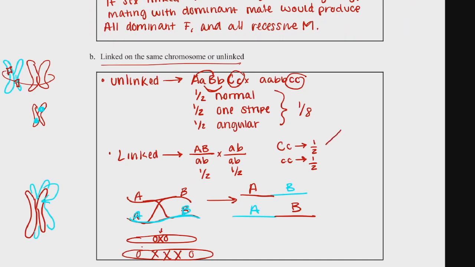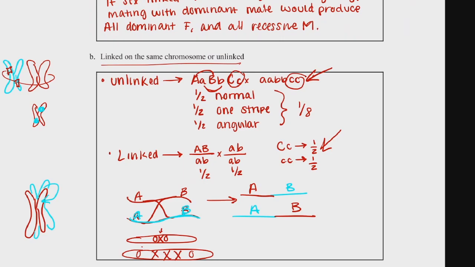So what I'm trying to show you with this example is that if the genes are not linked, we expect the probability of offspring with a given set of phenotypes to be equal to the product of the individual probabilities for each occurring as separate crosses. So if the genes are autosomal, then the F1 mating is this. And then if the genes are not linked, this is what we would expect. We would expect to see half normal, half one stripe, half angular, because all of those probabilities are equal. And yes, that's exactly right. So more combinations can happen with unlinked.